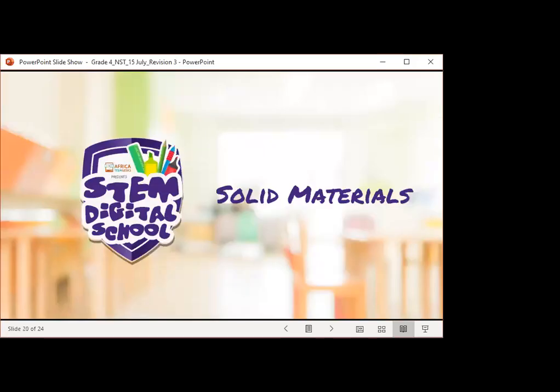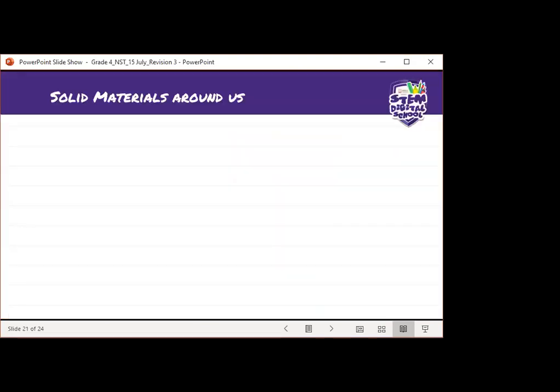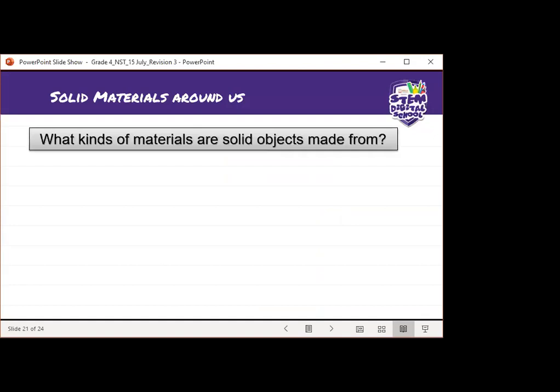Okay, solid materials. Solid materials is our next topic. Okay, so solid materials around us, I believe you guys can remember from the lesson that we had, and I asked you guys to tell me about the solid materials that are around you or in the room that you are in. Okay, so question, what kinds of materials are solid objects made from? What kinds of materials are solid objects made from?